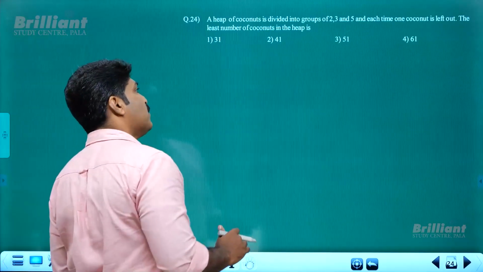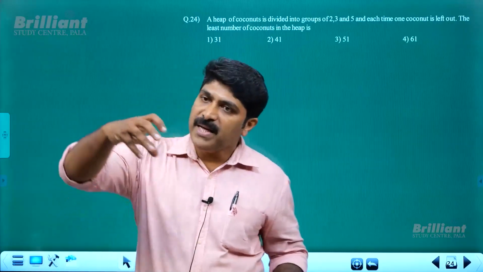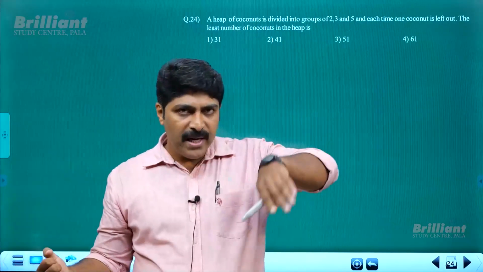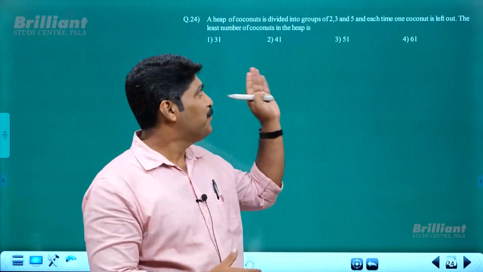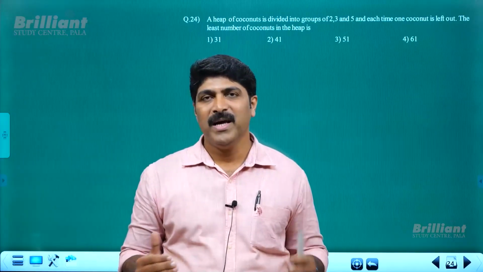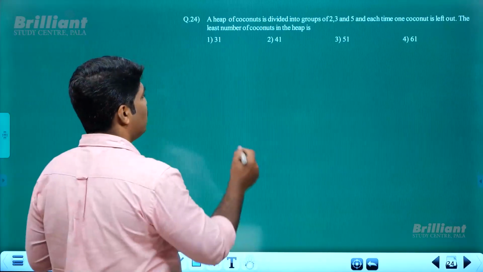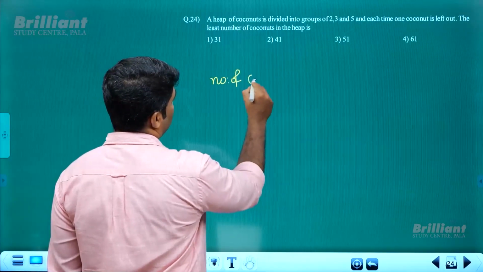So least such number of coconuts in the sense, when we remove one from that heap of coconuts, the remaining quantity should be divisible by 2, 3, or 5. Got it? So when we are considering this one, suppose the number of coconuts. So number of coconuts.